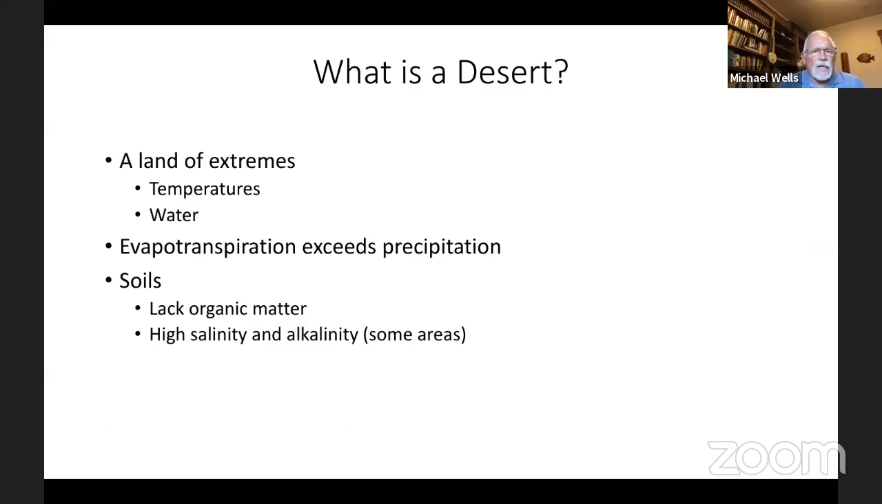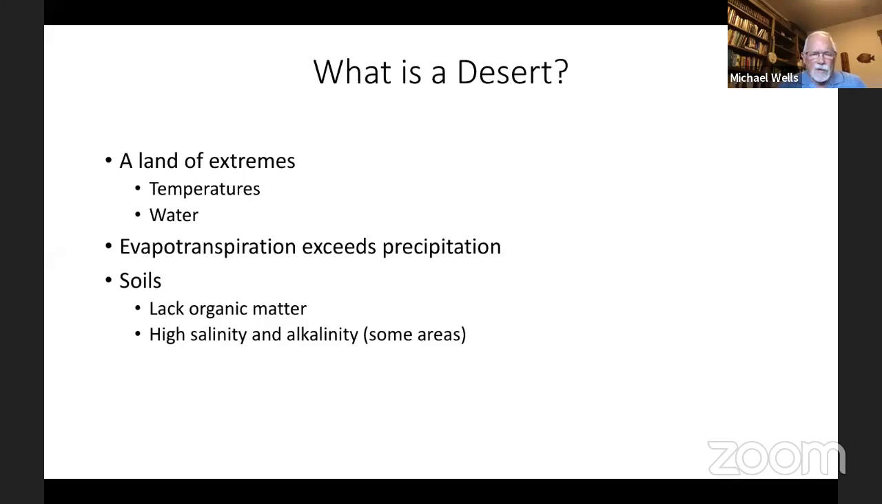And the desert is a land of extremes. First of all, in temperature, we know that right now in the desert, it's well into the triple figures. And then at various times during the winter, it can be below freezing. And also in terms of the availability of water, deserts are deserts because they don't have much. But also when water does come to the desert, it can come in great abundance.